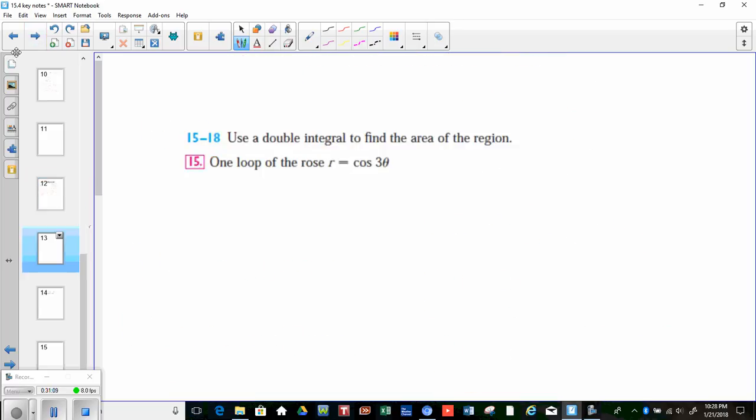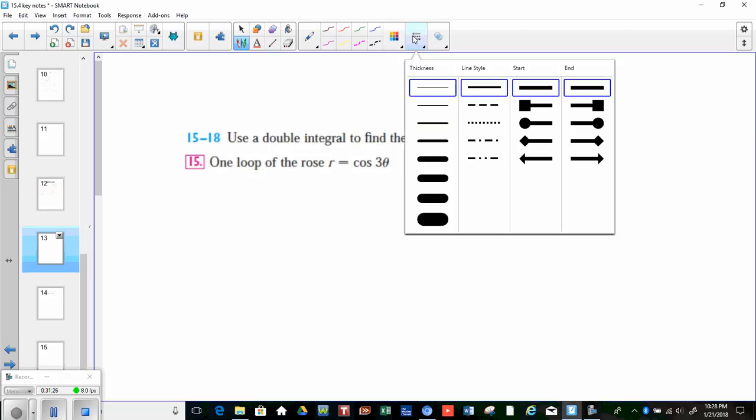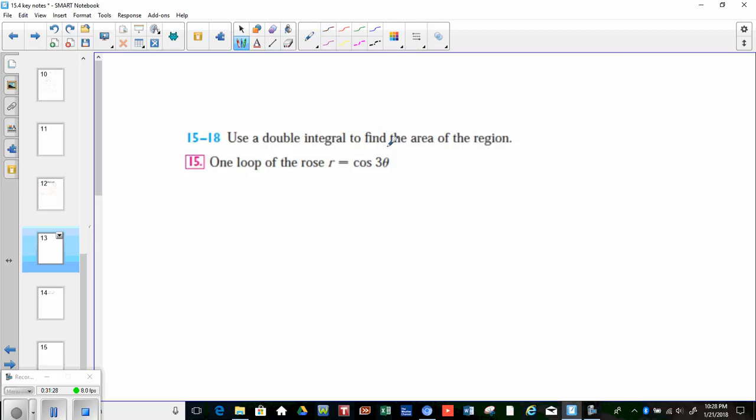All right, this one here, I'm only going to go through a little bit of as far as concept is concerned, and then we're going to stop. I'll give you what the answer should be on this one, but the last two I am definitely not going to do. So conceptually, it says, use a double integral to find the area of the region of one loop of the rose r equals 3 cosine 3 theta.